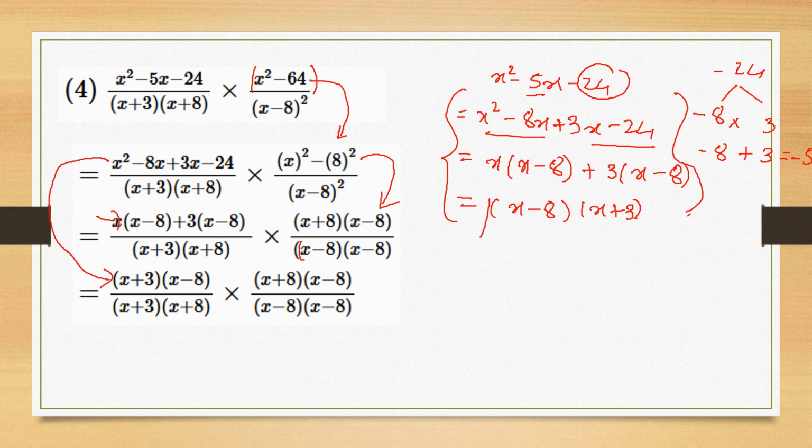If you see here, x plus 3, x minus 8 is a factor, so we have written here x plus 3, x minus 8. And this as it is, x plus 8 into x minus 8 upon x minus 8 into x minus 8. Now this x plus 3 and this x plus 3 will get cancelled. This x minus 8 and this x minus 8 cancelled. This x plus 8 and this x plus 8 cancelled. And this x minus 8 and this x minus 8 will get cancelled. So everything is getting cancelled, and the only thing left is 1. So the answer of this expression is 1.